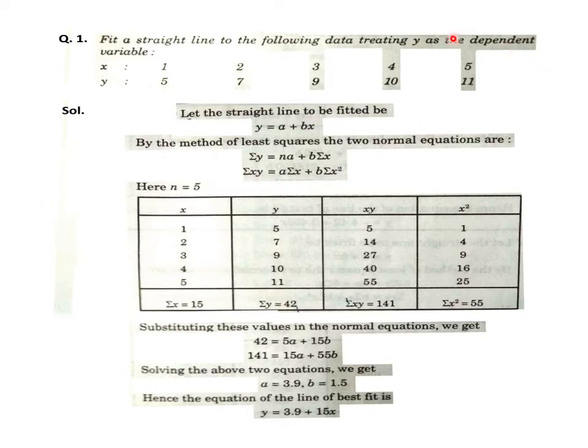If no constraint is given about which one is to be taken as the dependent or independent variable, we can always use this form of straight line if we have to fit any straight line over any given data. Whenever a certain form is given, we have to use that form. If nothing is given, that form of straight line, y equals a plus bx, can always be used.